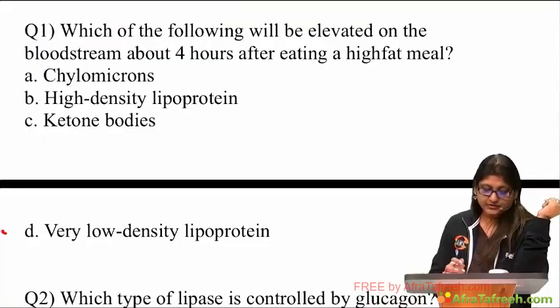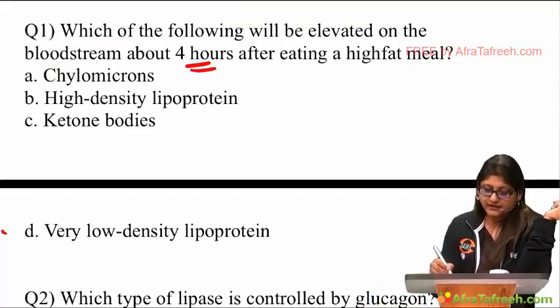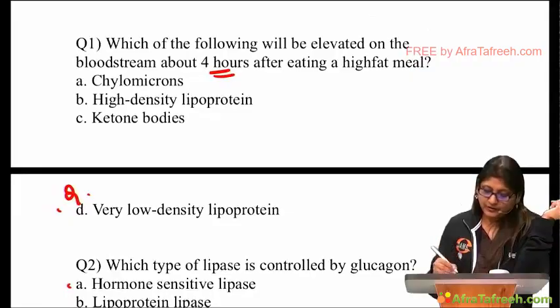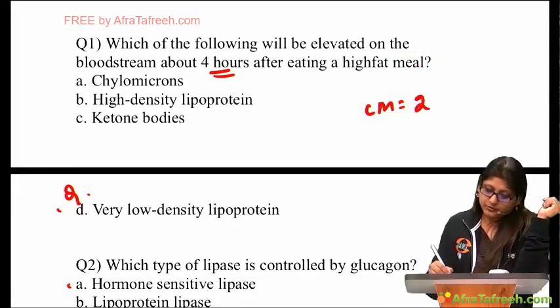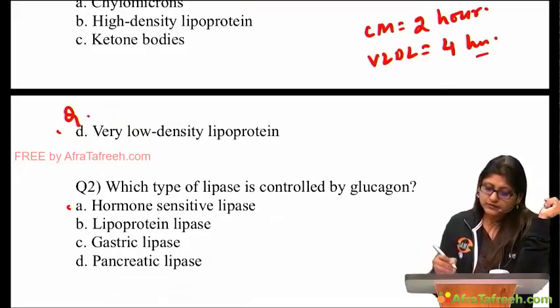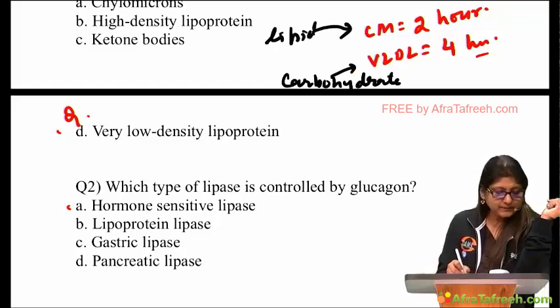Coming to these questions, which of the following will be elevated 4 hours after taking a high fat meal? The answer is going to be VLDL. And chylomicron appears in the plasma 2 hours after taking a fatty meal, and VLDL increases in the plasma by 4 hours. VLDL has nothing to do with the lipid diet. It is directly related with carbohydrate intake, and chylomicron is directly related with lipid intake.